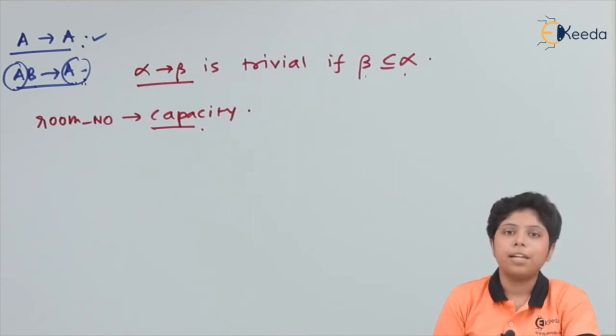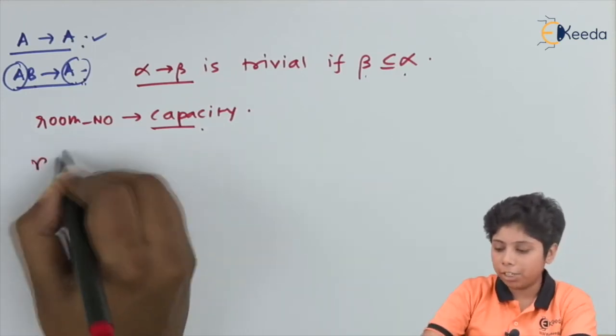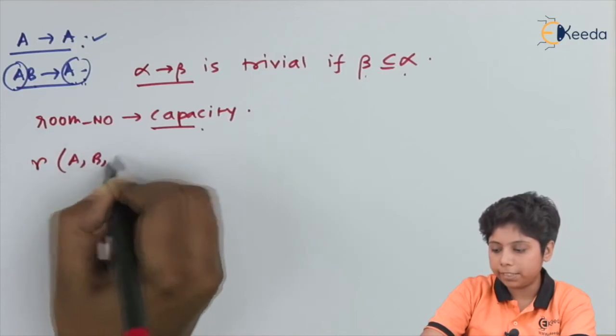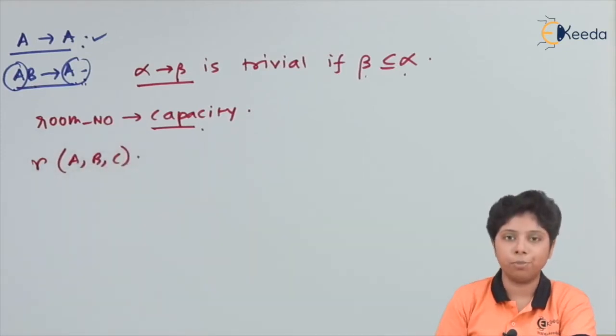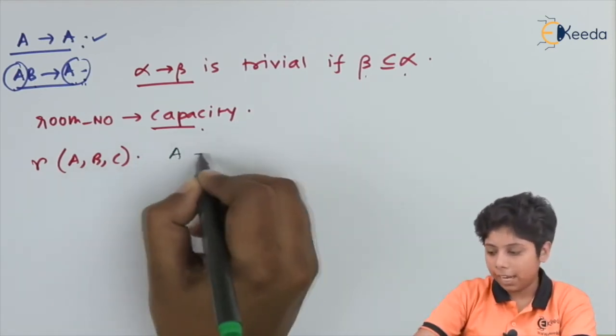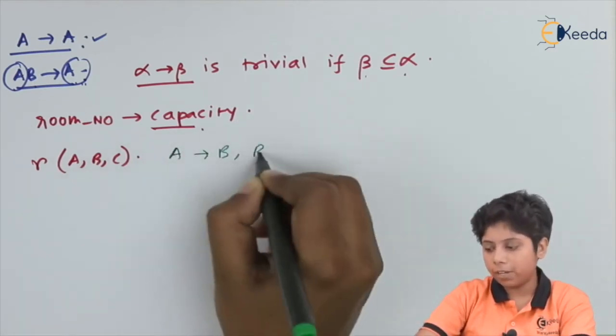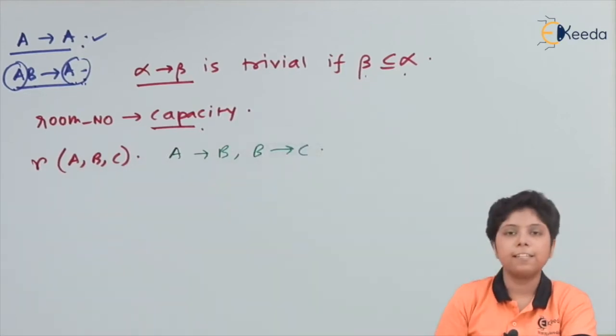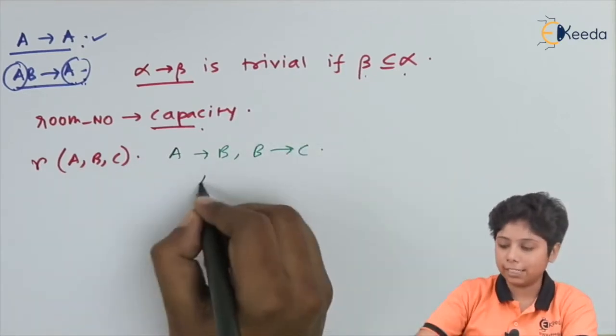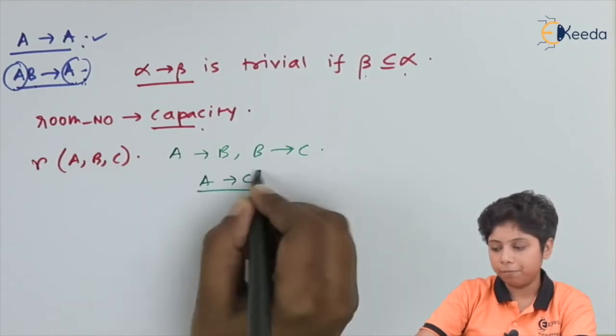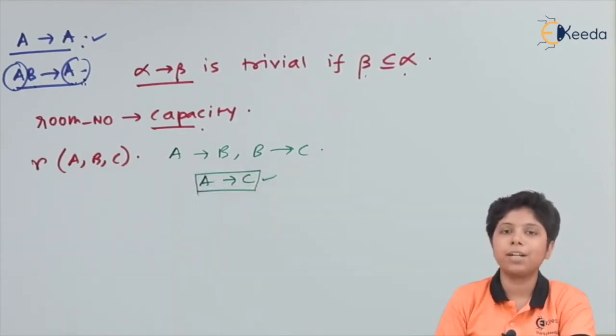Now say for instance a relation R has A, B, C as a set of attributes. Now if there exist two functional dependencies, that is A defines B as well as B defines C, then we can automatically say that A defines C. So that is known as a transitive functional dependency.